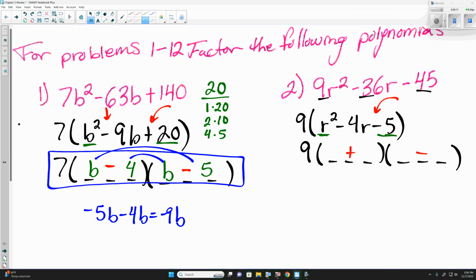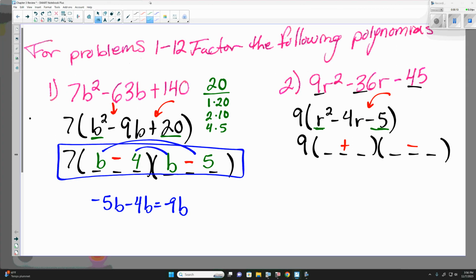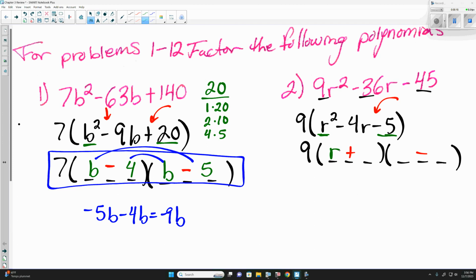Now we need to find the factors of the first and third terms. Our factors of r squared are r and r. Those are the only factors. The only factors of 5 are 5 and 1. Now at this point, we can check to see if this works. r times negative 1 is negative r. 5 times r is plus 5r. Negative r plus 5r is a positive 4r. We need it to be negative.